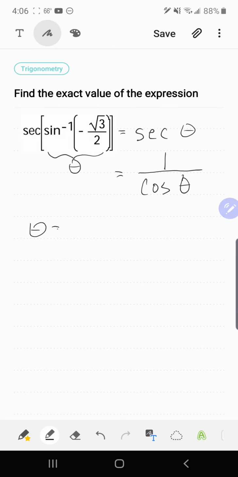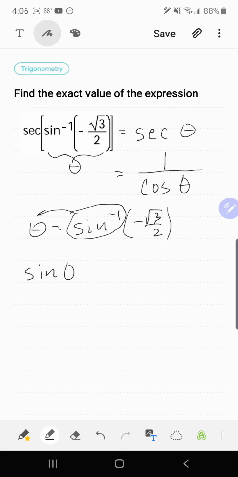Knowing that theta is equal to the inverse sine of negative square root of 3 over 2, we can move the inverse sine over and we can see that sine theta is negative square root of 3 over 2. So remember, our ultimate goal is to find cosine of theta. At this point we have sine of theta, negative square root of 3 over 2. And what we're going to do is go to the unit circle, find the y coordinate that is negative square root of 3 over 2, but in the range of values that inverse sine is restricted to.